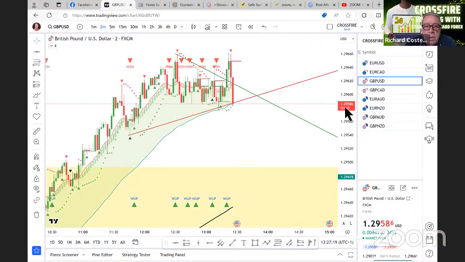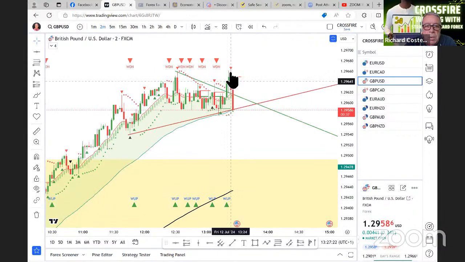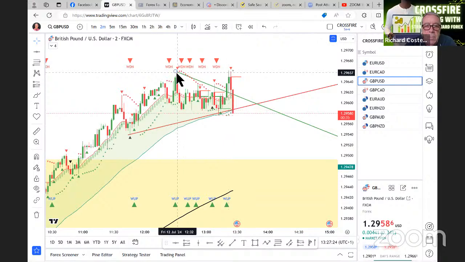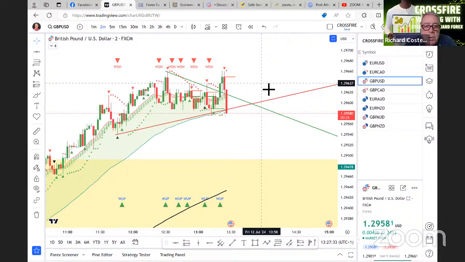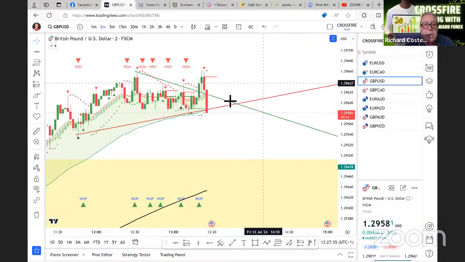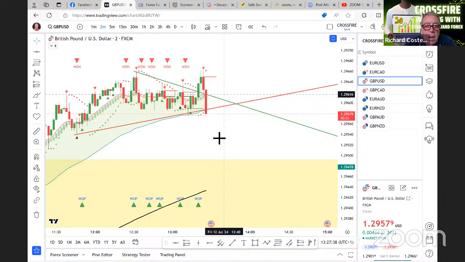GBP has already reached an equal high there. Can you see it went up to that point and then rejected? It got up to that point there, then it came back down. It got up to the same point, came back down again. I'm above the green trend line. I should be looking at buys, but price is actually coming down. We are in a wave up, but price is definitely coming down.